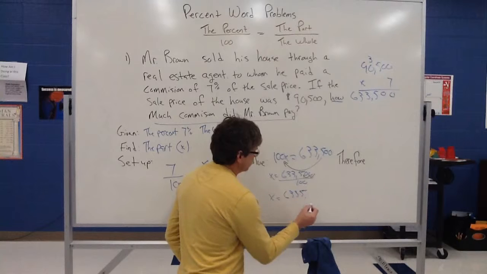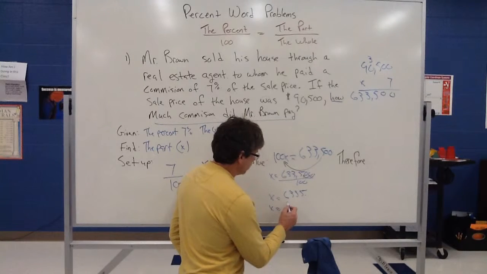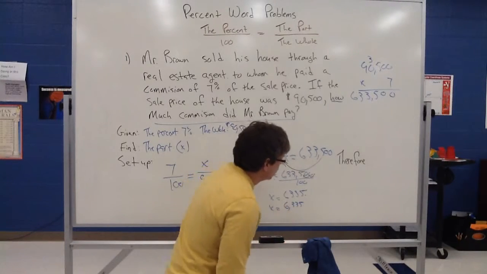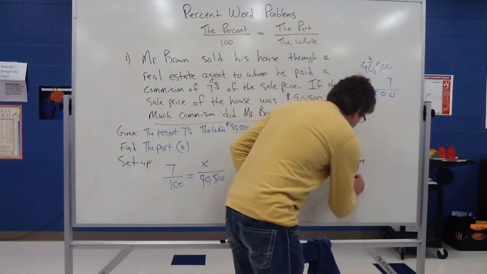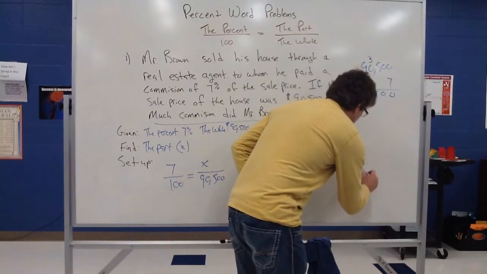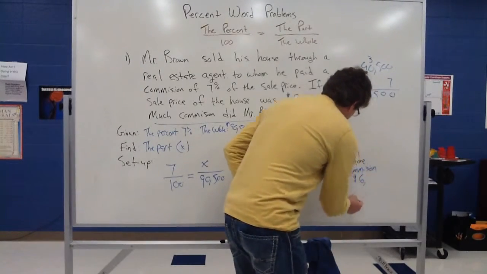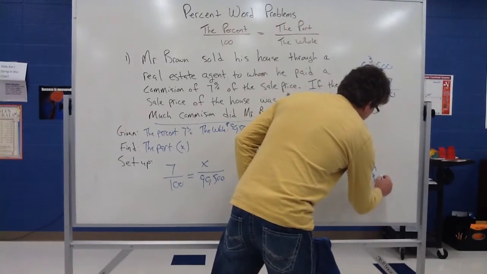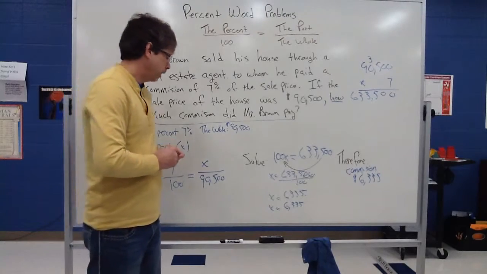So now what I'm left with is 6335, and there's where the decimal point is. So her commission, or his commission, would be 6,335. So my conclusion then is the commission is going to be then $6,335. So the real estate agent took in that much money.